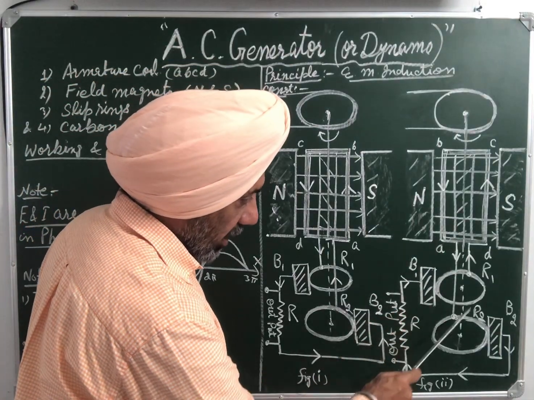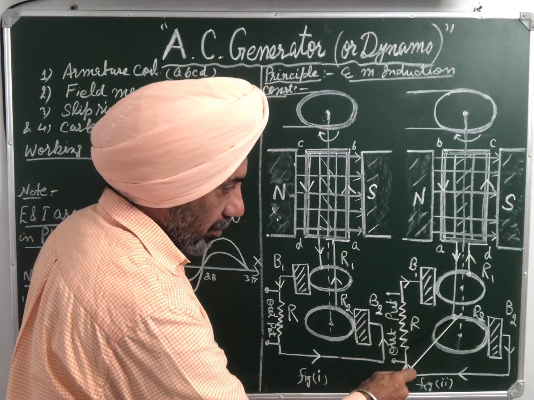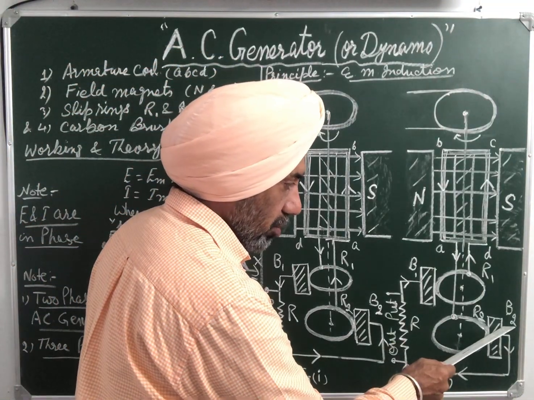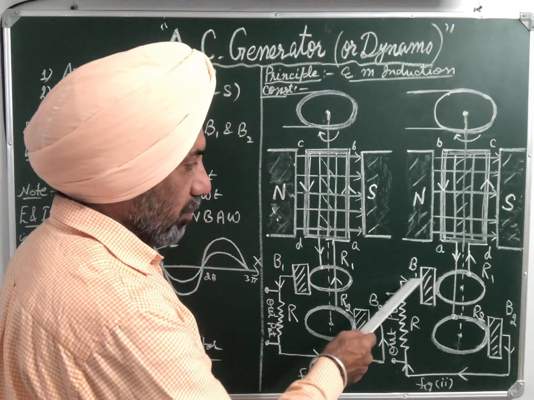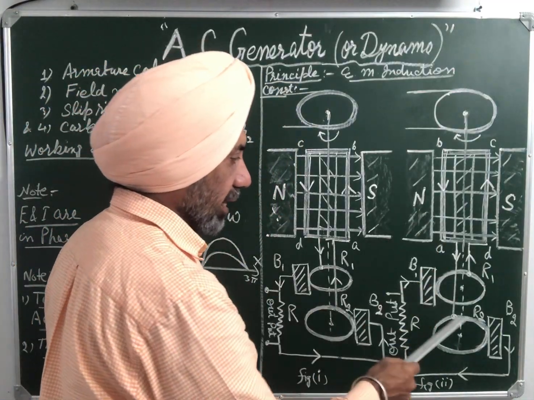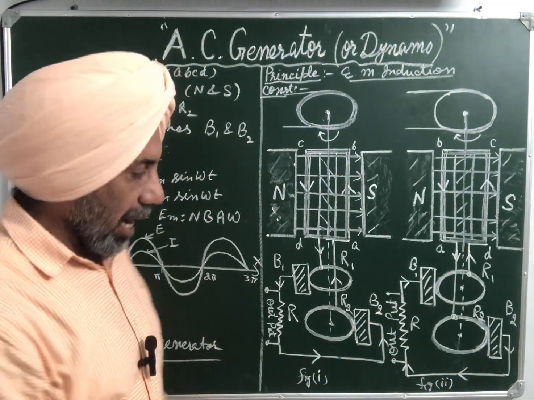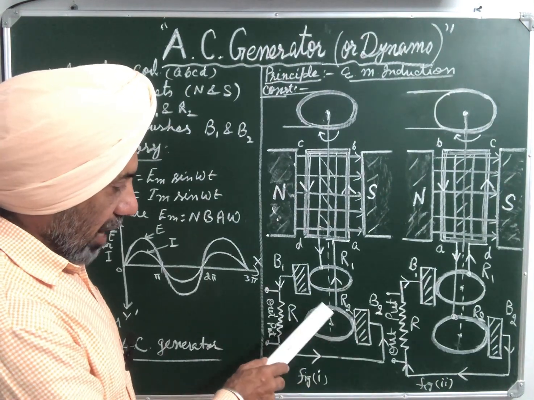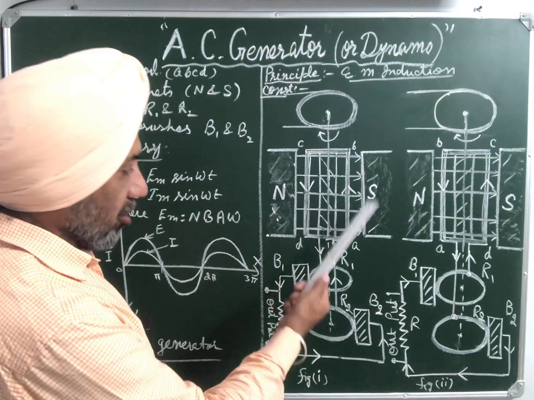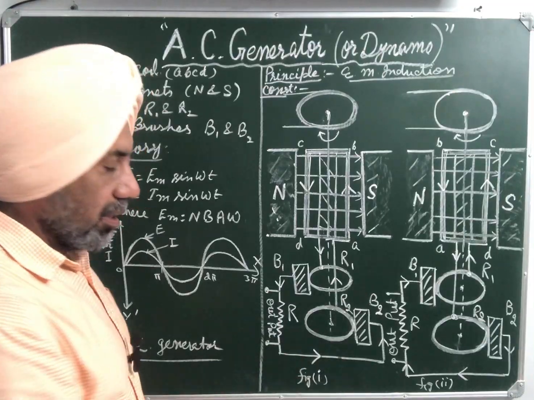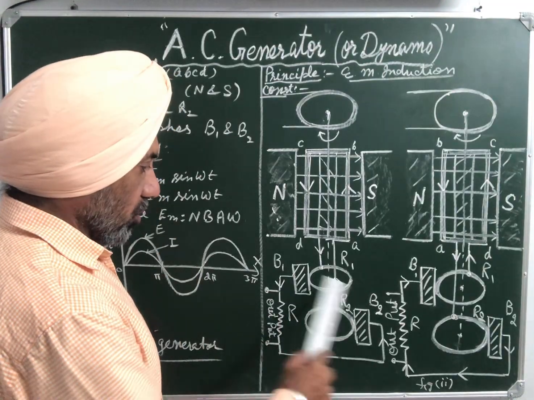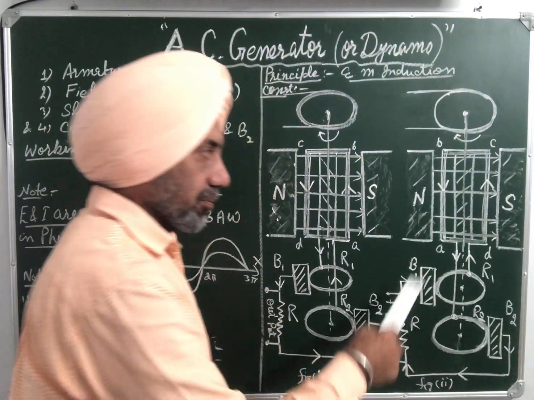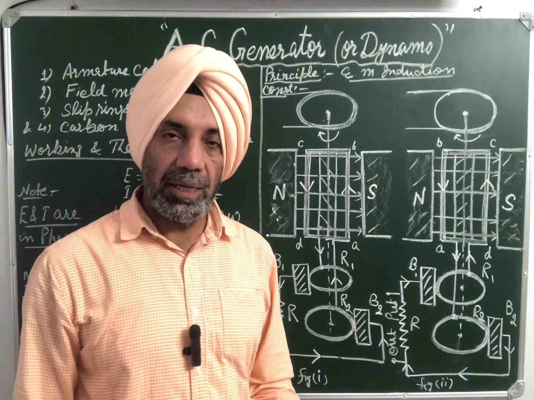Then this end A is connected to the ring R2. Now current goes from A through the coil to ring R2 first, then to brush B2. Through B2, the load, then B1 and then ring R1, the circuit is completed like this. So after half rotation, the direction of current is reversed. Before half rotation, when we started the coil rotating in the anti-clockwise direction, the direction of current was from B1 to B2 in the external circuit through the load. But after half rotation, the direction of current is from B2 to B1. The direction of current is reversed.